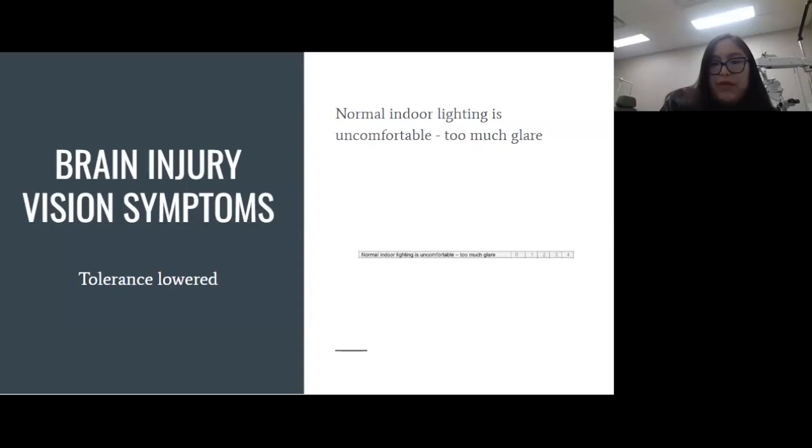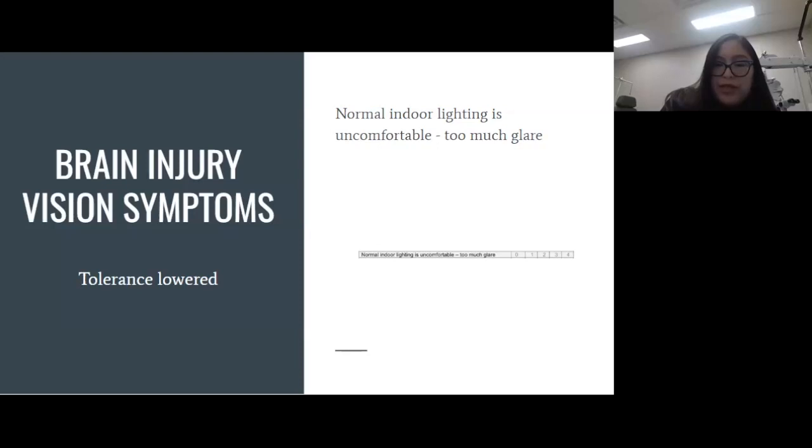Now, if you have normal indoor lighting and that is even too uncomfortable and you're noticing too much glare just from fluorescent lighting at the office or inside your home, maybe your tolerance is lowered. Where you were able to tolerate minor imperfections in your vision in the past, like a little bit of glare or a little bit of aberration, you may not be able to now. You could be sitting in the same office as always, but suddenly that glare becomes unbearable. Usually where you could suppress and tolerate that glare before, you may not be able to anymore.